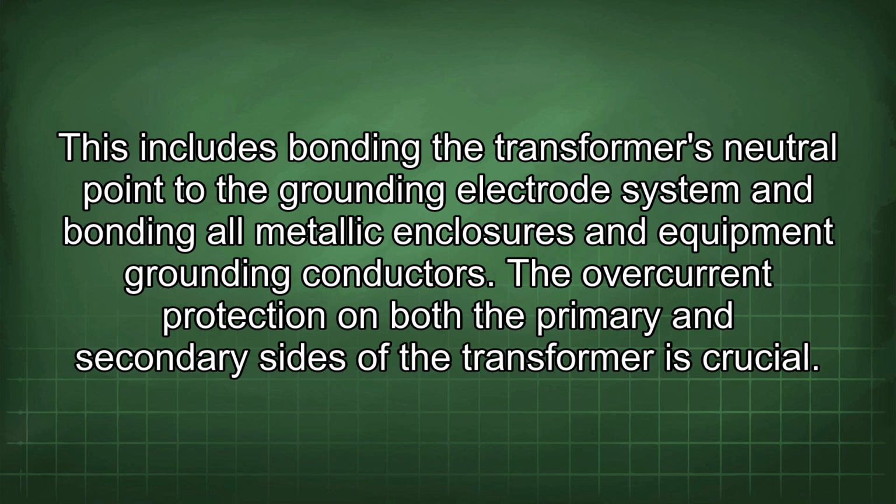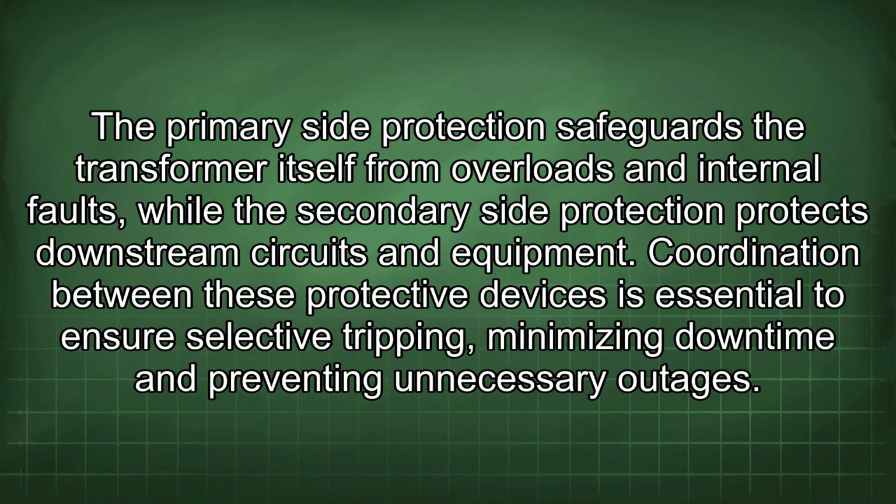grounding conductors. The overcurrent protection on both the primary and secondary sides of the transformer is crucial. The primary side protection safeguards the transformer itself from overloads and internal faults, while the secondary side protection protects downstream circuits and equipment. Coordination between these protective devices is essential to ensure selective tripping, minimizing downtime and preventing unnecessary outages.